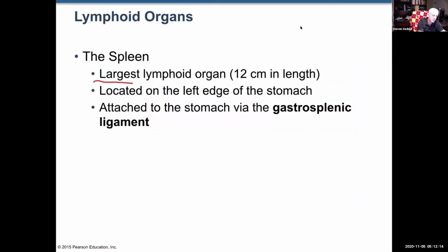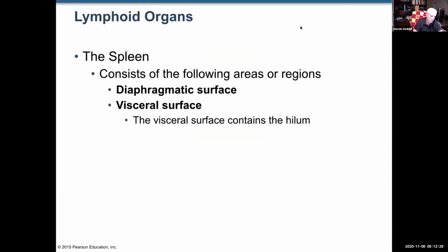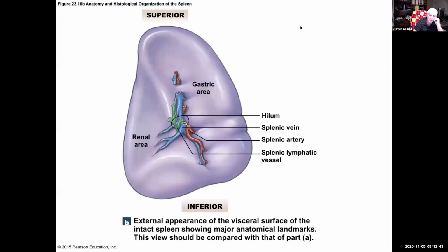Spleen. The spleen is the largest lymphoid organ. It's located on the left edge of your stomach, attached to the stomach by the gastrosplenic ligament. That's where your spleen is located, on the left side of your body. It consists of a diaphragmatic surface, where it goes up against the diaphragm, and a visceral surface. The visceral surface is the inner portion that contains the hilum, where the arteries and veins enter and leave. So here's your hilum of the spleen. You have the renal area, which goes into the kidney, the gastric area by the stomach, and this is the hilum. The hilum is where your splenic artery, your splenic vein, and your vessel enter into the spleen.